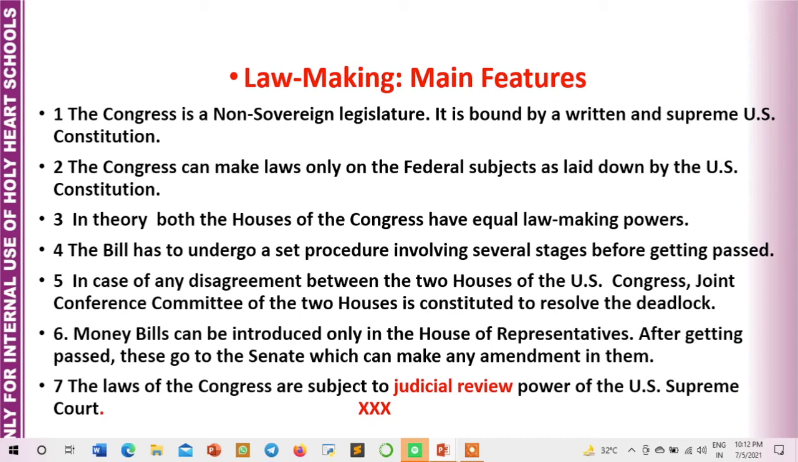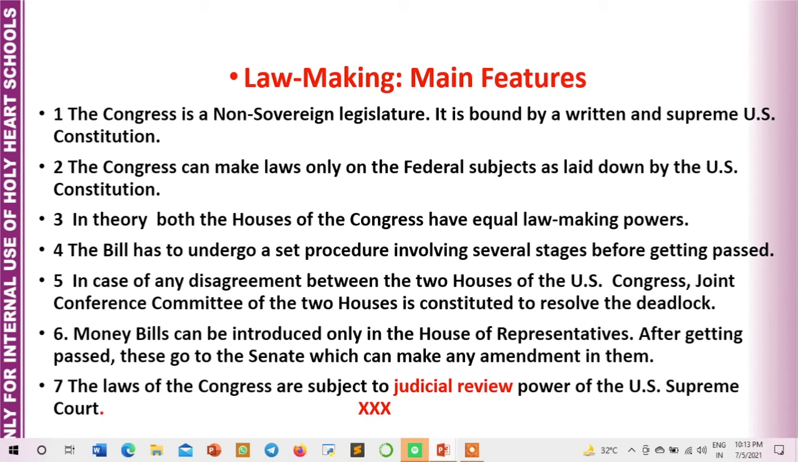In theory, both the houses of the Congress have equal lawmaking powers. The bill has to undergo several procedures involving several stages before getting passed. In case of any disagreement between the two houses of the US Congress, a Joint Conference Committee of the two houses is constituted to resolve the deadlock. Money bills can be introduced only in the House of Representatives. After getting passed, these go to the Senate, which can make amendments in them.